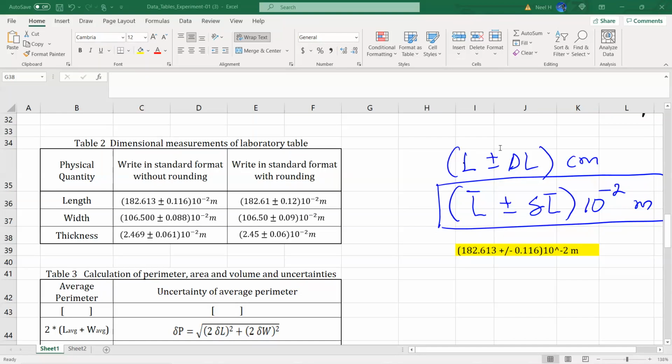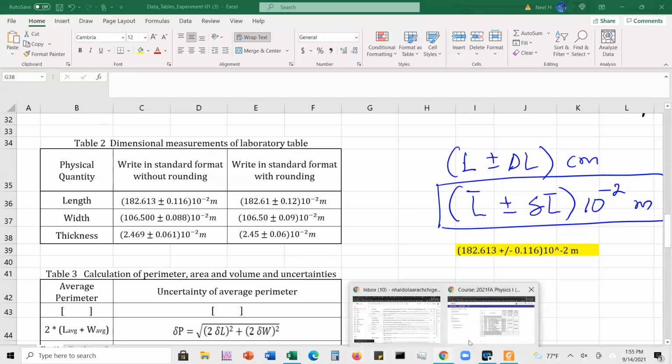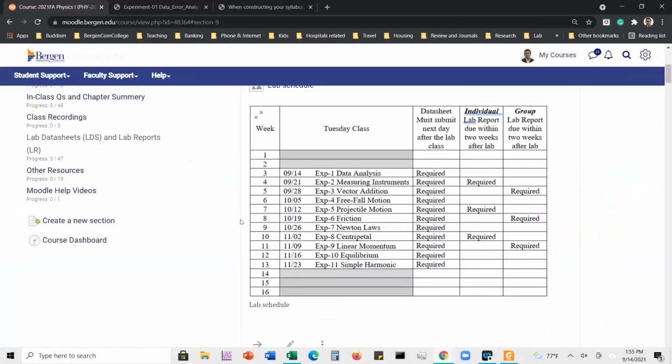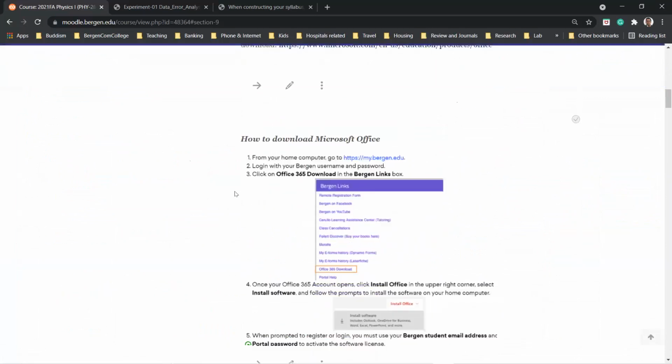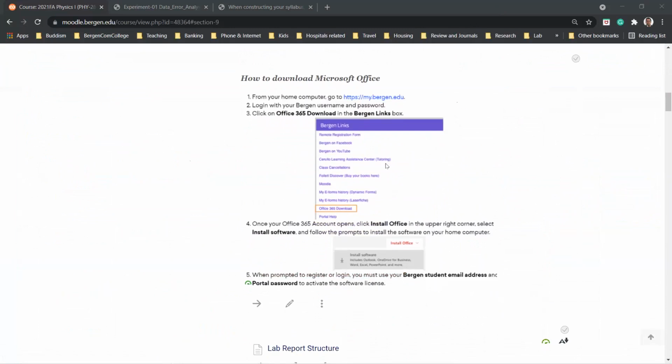If you want to download the Excel, the easiest way is that you go into my.bergen.edu. Inside that, there's a link to download the Excel automatically. If you go into your lab folder, you will see the steps. Just log in to my.bergen.edu, then click on the Office 365 download link. That will allow you to download it.